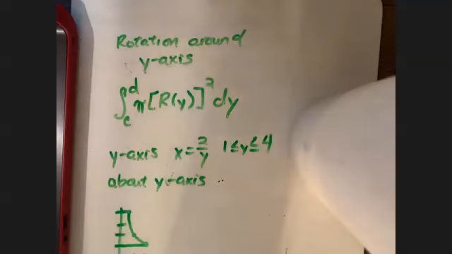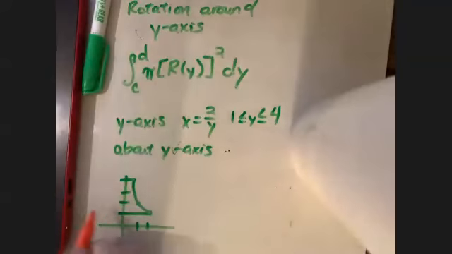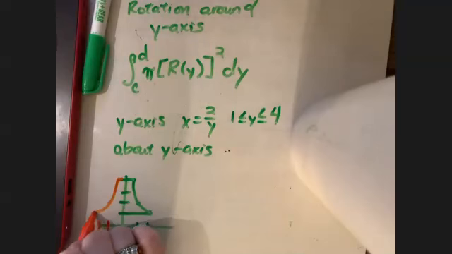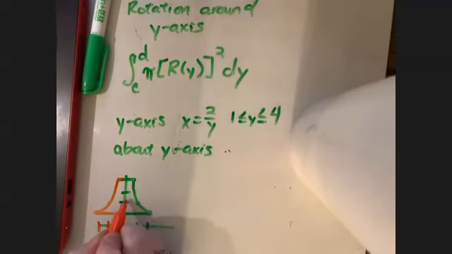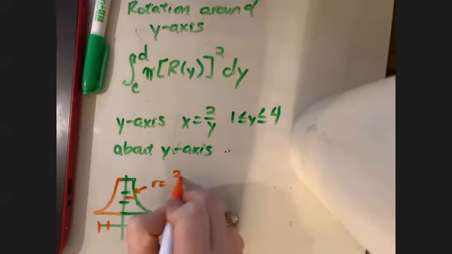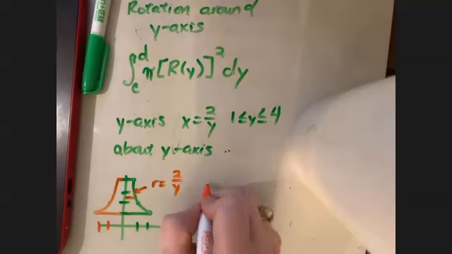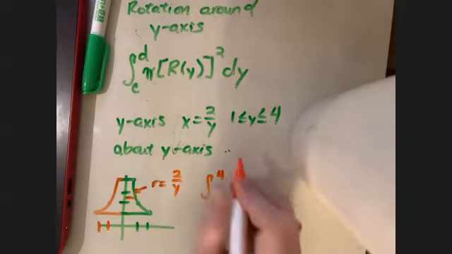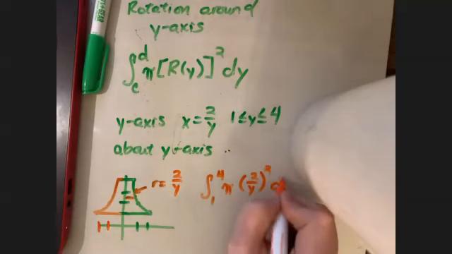Here's this, here's this. When we spin this, I'm going to draw it out here on the other side. It's kind of a solid volcano-looking thing. So now the radius goes out this way, and that radius is going to be that 2 over y. So we're integrating from 1 to 4 of pi times 2 over y squared dy.